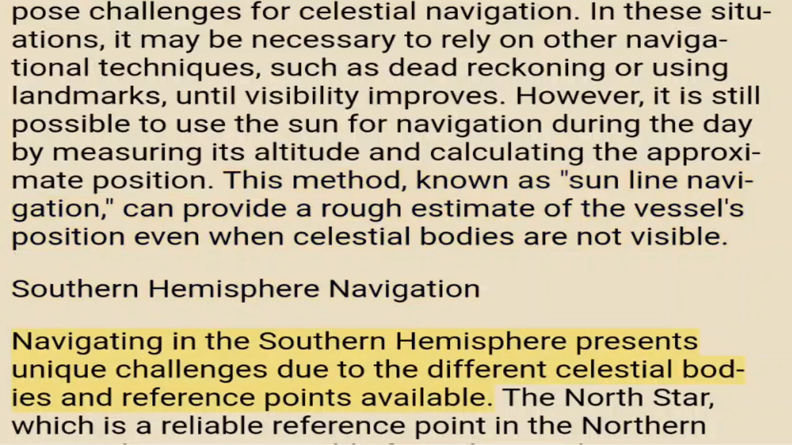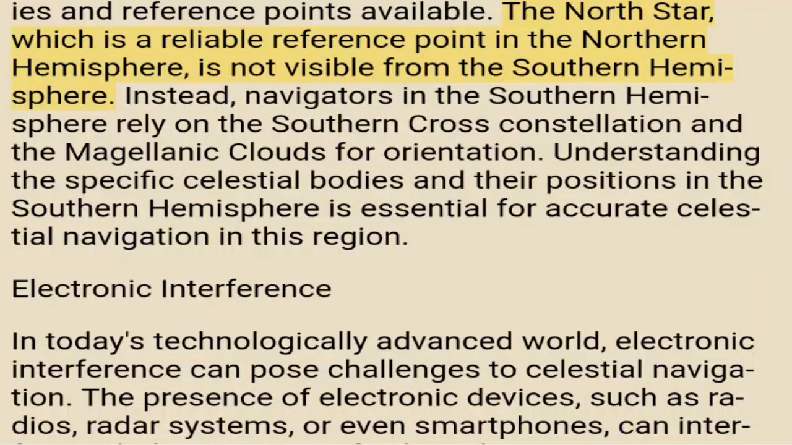Southern Hemisphere navigation. Navigating in the Southern Hemisphere presents unique challenges due to the different celestial bodies and reference points available. The North Star, which is a reliable reference point in the Northern Hemisphere, is not visible from the Southern Hemisphere. Instead, navigators in the Southern Hemisphere rely on the Southern Cross constellation and the Magellanic Clouds for orientation. Understanding the specific celestial bodies and their positions in the Southern Hemisphere is essential for accurate celestial navigation in this region.